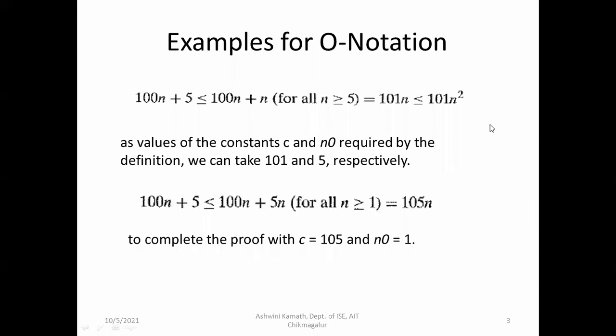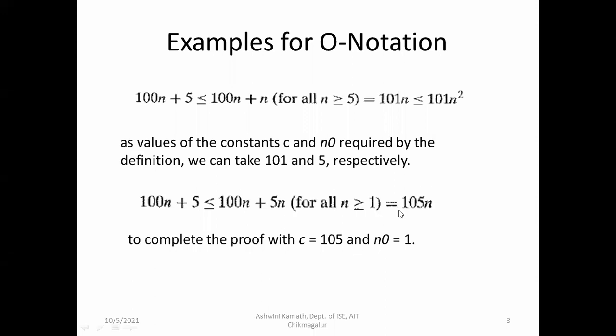So here, if we take the value of n naught equal to 0, the left hand side term becomes 100 into 0 plus 5, which is equal to 5. The right hand side term becomes 0 because we multiply by n, and n naught is 0. So 5 less than or equal to 0, we cannot say that up to n naught. So we can take n naught equal to 1 and c equal to 105.